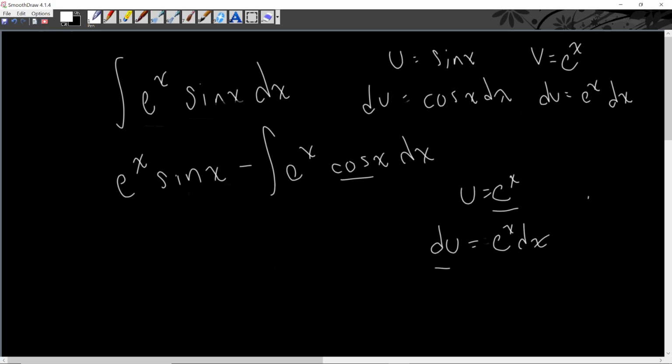So dv is going to be cosine x dx, and then v is going to be sine x. If we know that the derivative of sine x is cosine x, then the antiderivative of cosine x has to be sine x. And this is going to be more memorization.